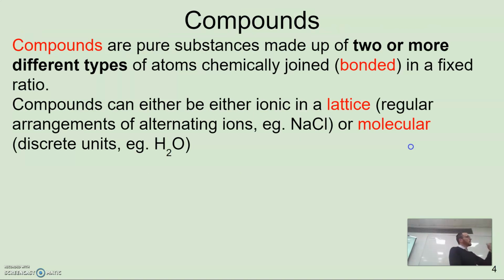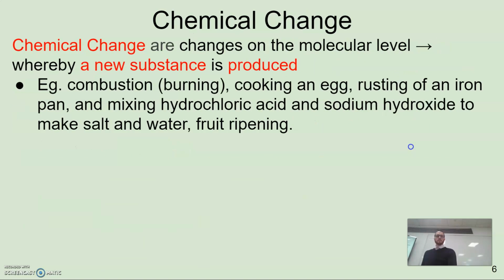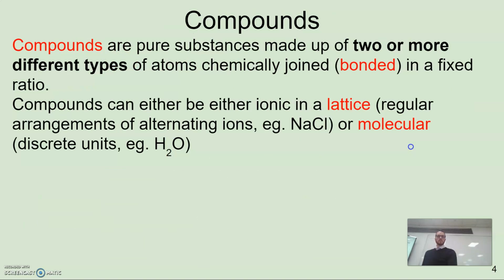Compounds, right? Remember, an element is the same type of atom. A compound is 2 or more different types of atoms that are chemically bonded, right? It can be in a lattice structure, and we've looked at that, where we've got this regular arrangement, like in ionic compounds. Or they can be molecular, like water. They're discrete units. So 2 atoms of hydrogen, 1 atom of oxygen, and I can count them. So I'll pause there.